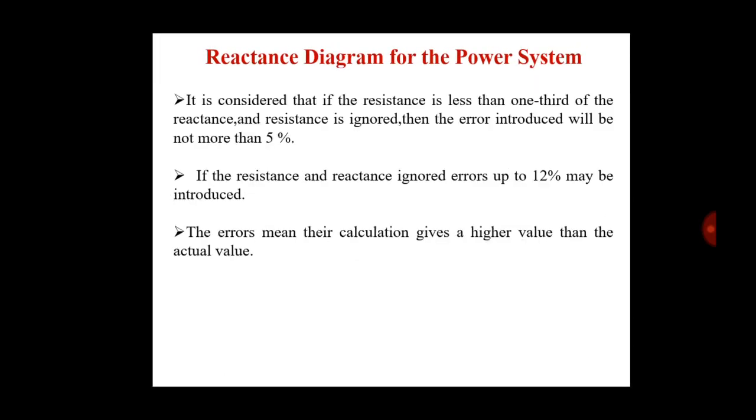Okay, next, it is considered that when we use the reactance diagram, if the resistance is less than 1/3 of the reactance and resistance is ignored, then the error introduced will not be more than 5%. If the resistance and reactance are both ignored, an error up to 12% may be introduced. The error means the calculation gives a higher value than the actual value.